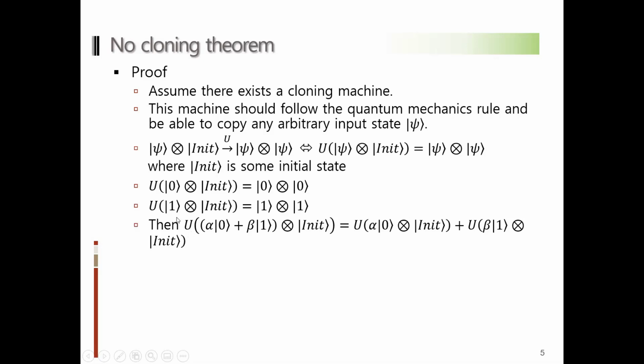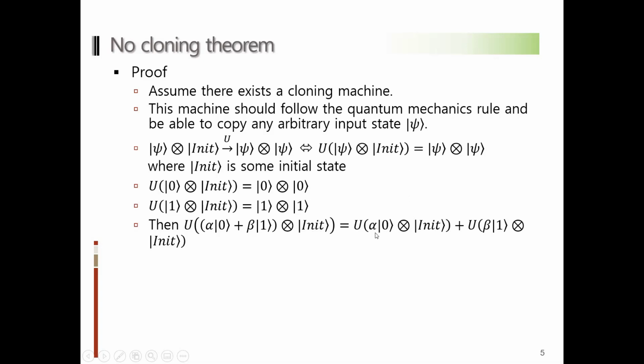Then, because we say that the cloning machine should be modeled as a unitary operation, so this is again unitary, and one of the important properties is that a unitary operation is linear, meaning that if I expand this one as alpha 0 tensor init plus beta 1 tensor init, then the U operation should be applied to each of the terms. So yeah, eventually it should be represented in this way.